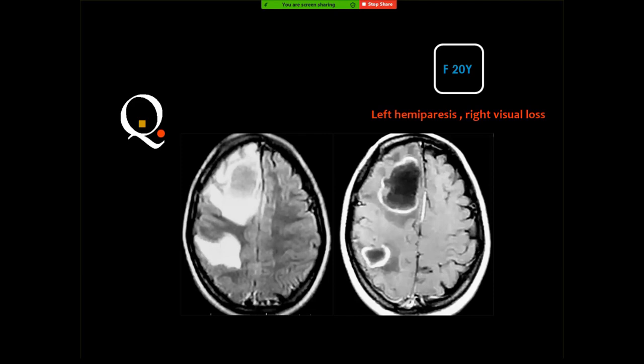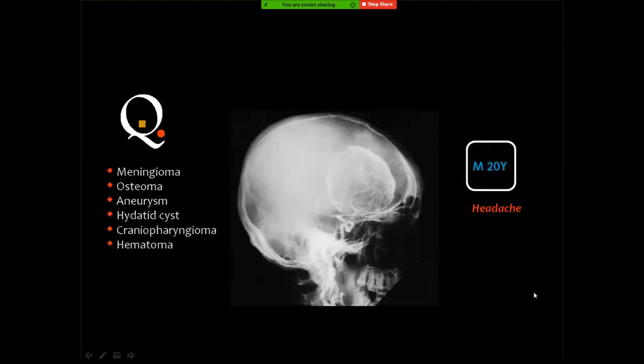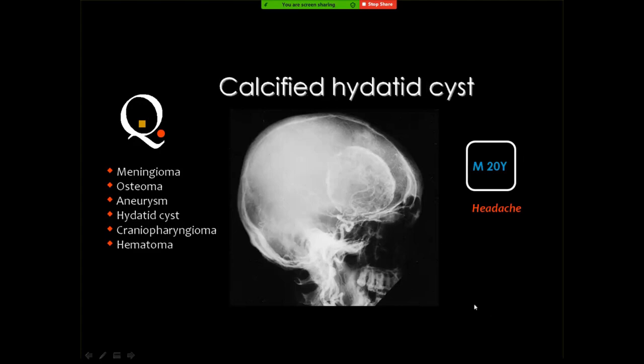This is MS, incomplete ring enhancement. Yes, these are the big MS plaques with characteristic horseshoe enhancement or incomplete ring sign. Hydatid cyst. Yes, this is a hydatid cyst, a calcified hydatid cyst.